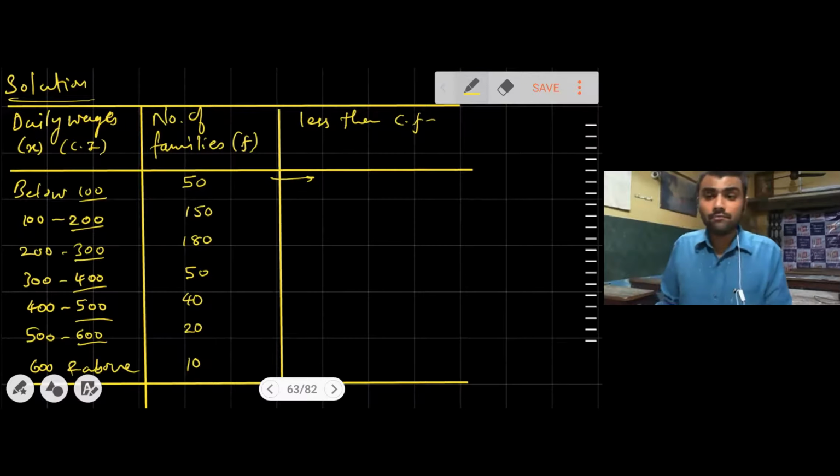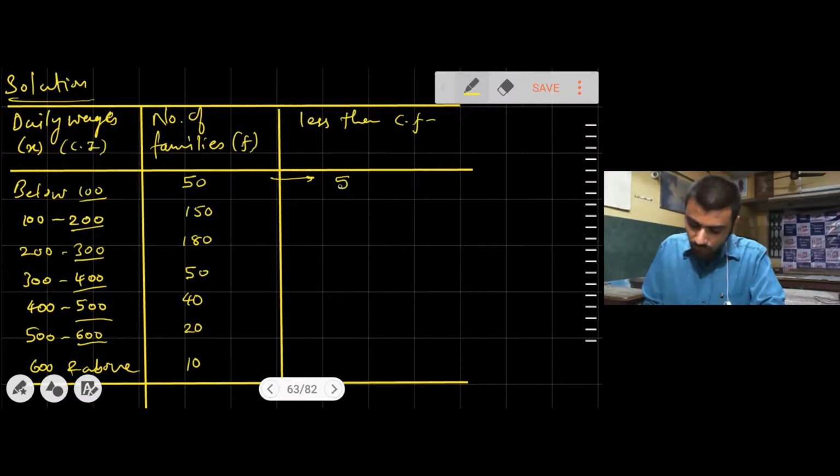And now I have to create the next column about less than cumulative frequency. So students, now let's prepare the next, this less than CF column. 50 first one as it is, plus next 150 will give me 200, plus 180, it is going to be 380, plus 50, it is going to be 430, plus 40, 470, plus 20, 490, and plus 10, it will be 500.